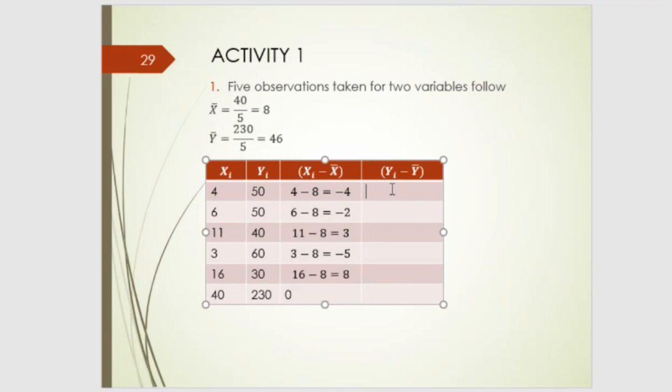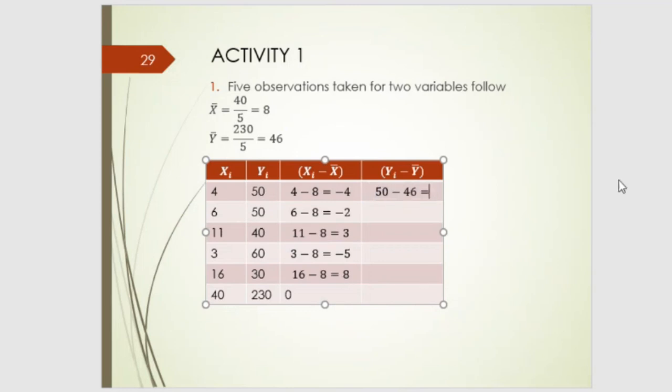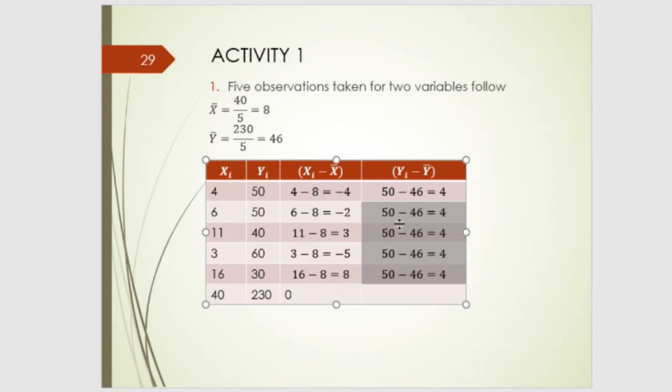Okay, so now let's look at this one here, where we're going to say the first observation here is 50 minus the mean of y, which we're saying is 46. Let me copy, for the sake of time. Okay, the second one again is 40. This one is 60, and then this one is 30. Okay, this one is fine.